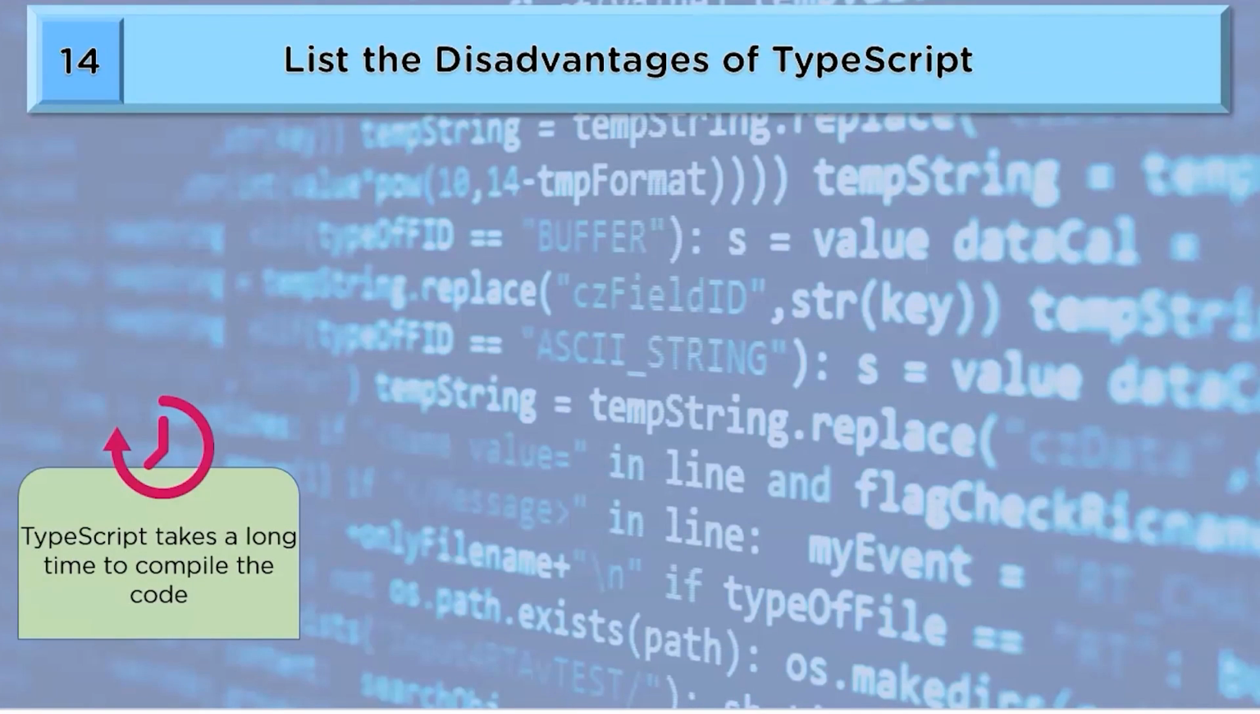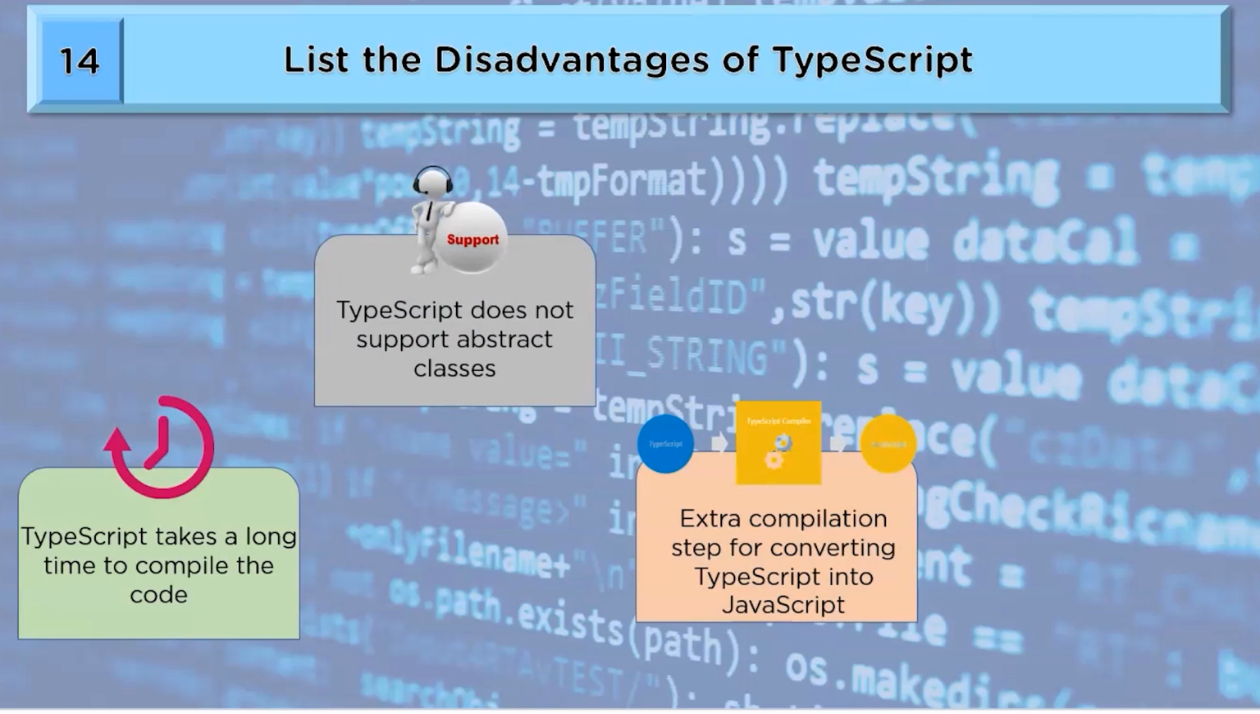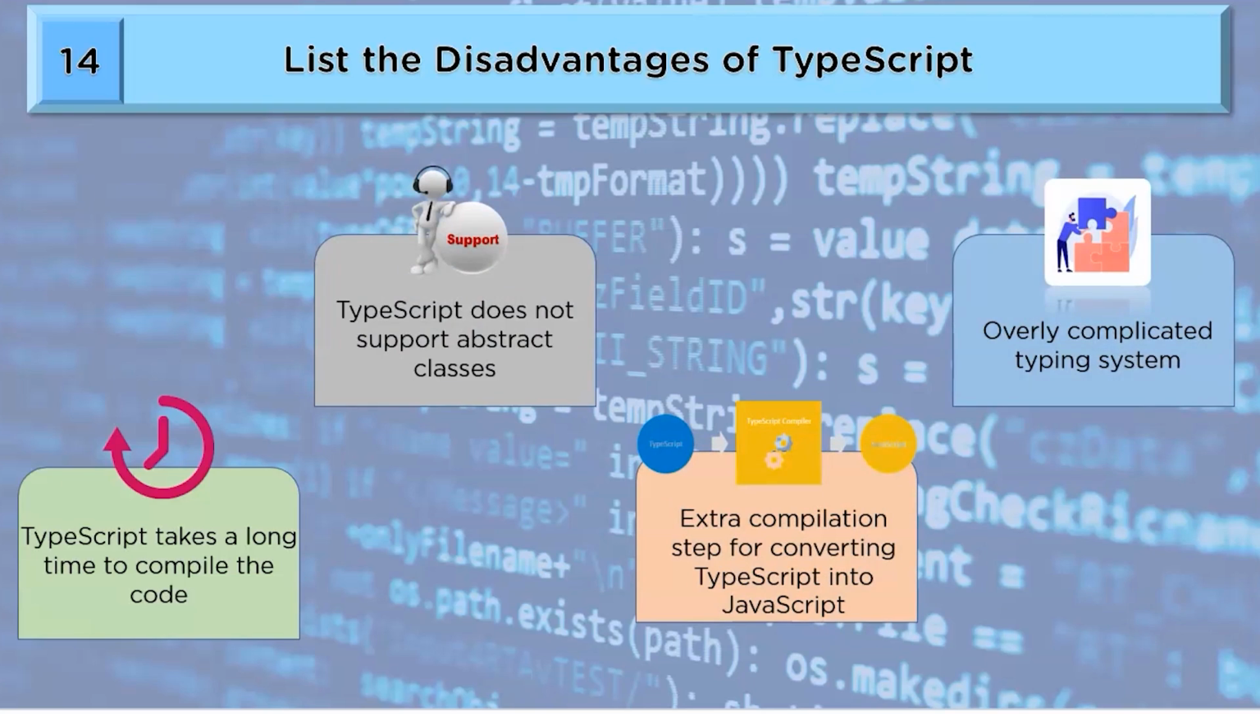List the disadvantages of TypeScript. TypeScript takes a long time to compile the code. TypeScript does not support abstract classes, and it has an extra compilation step for converting TypeScript into JavaScript. TypeScript has an overly complicated typing system.